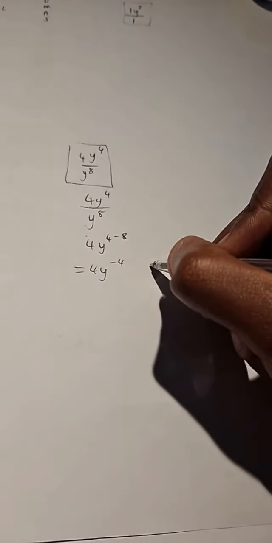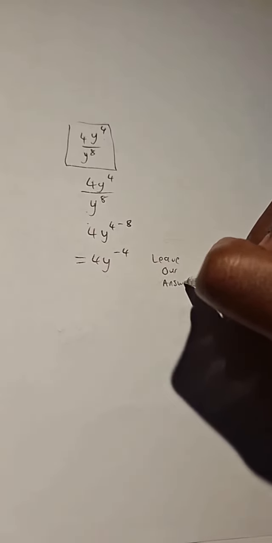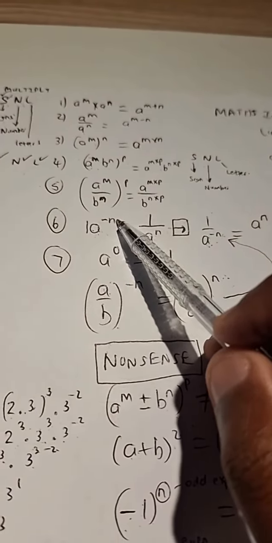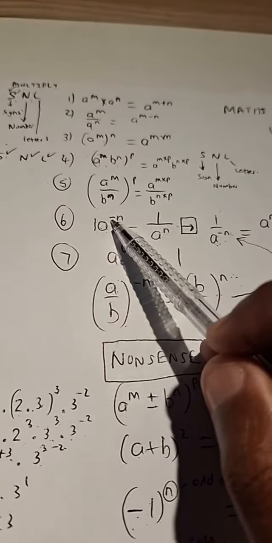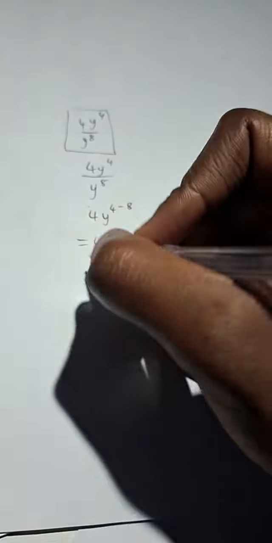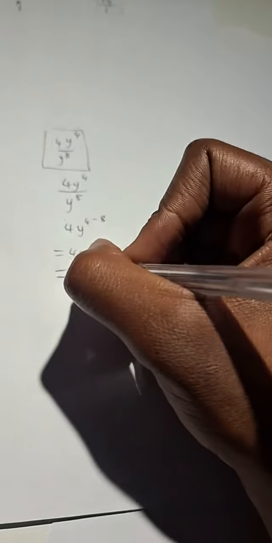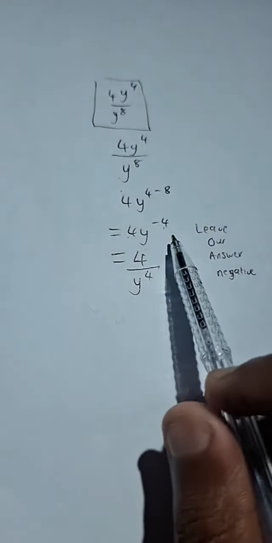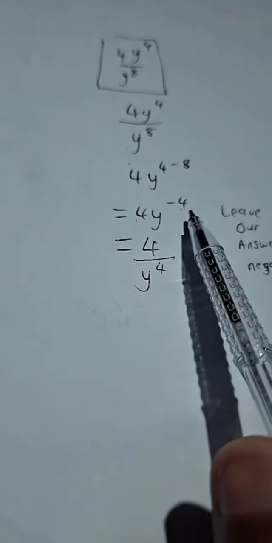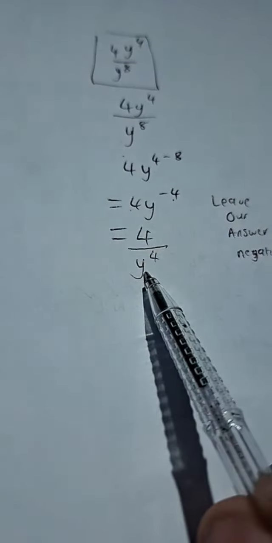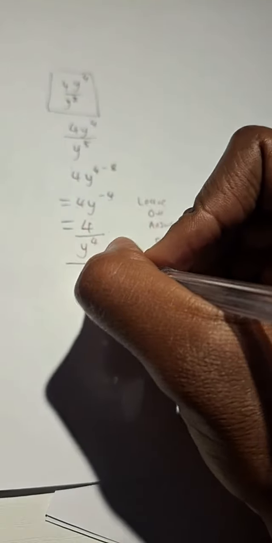But remember, we don't ever leave our answer having negative exponents. So we apply the rules we've learned. When a base is raised to a negative exponent, we move it from the numerator to the denominator, and the sign of the exponent changes. Is this negative exponent affecting 4? No, so 4 remains in the numerator. Y goes down, and the exponent sign changes to positive. So this would be our answer.